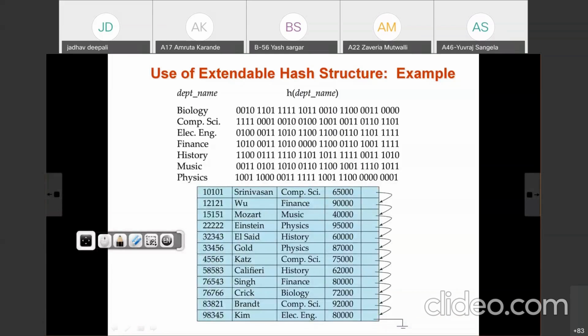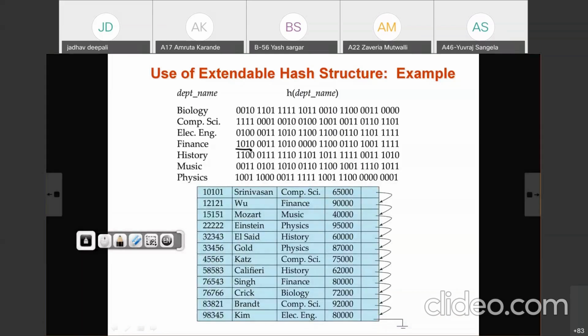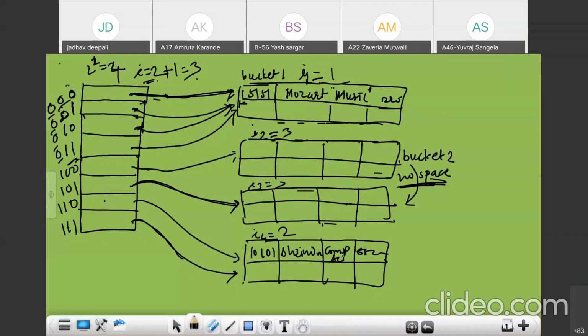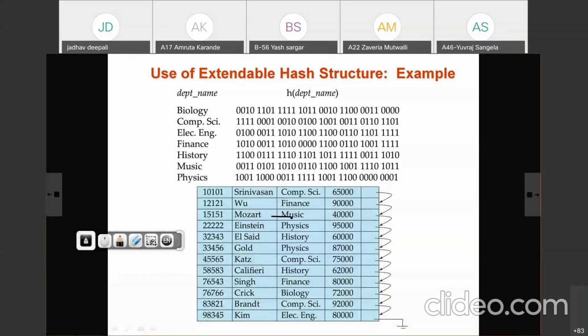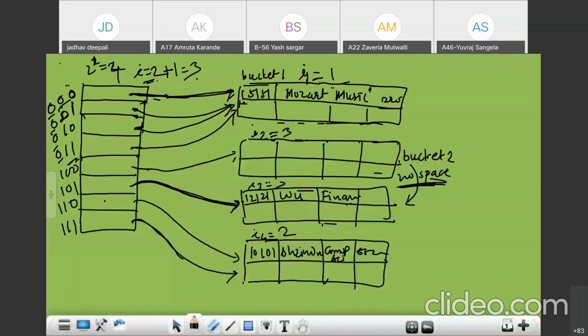Next, finance. What are the first 3 bits of finance? 101. Follow the pointer. Yes, there is a space. Finance, 12121. Next, 15151 Mozart with music, which is already there. The bits for music are 001. You can observe, 001 means follow the pointer, and it is already there in the bucket.